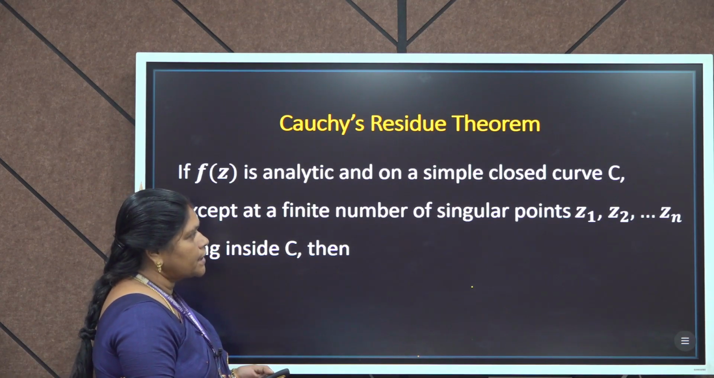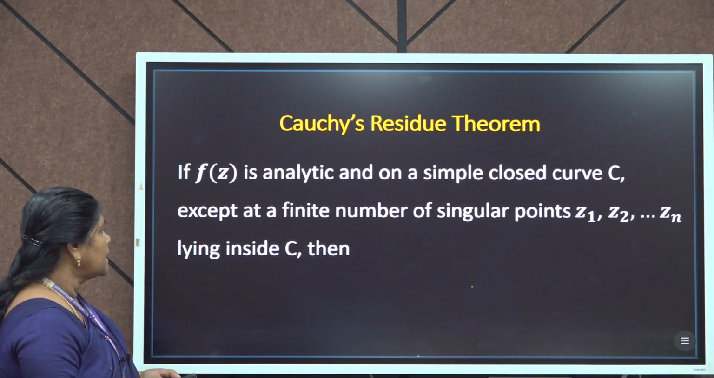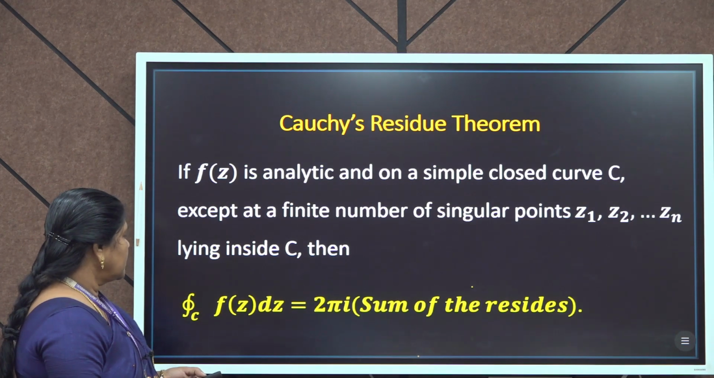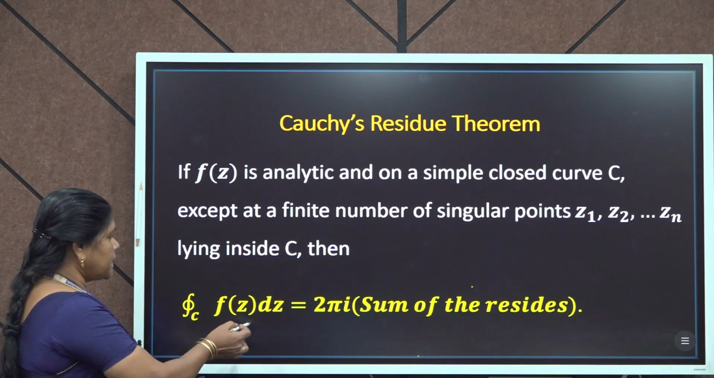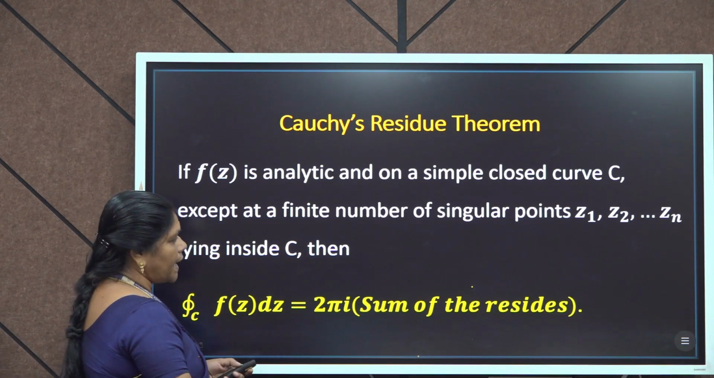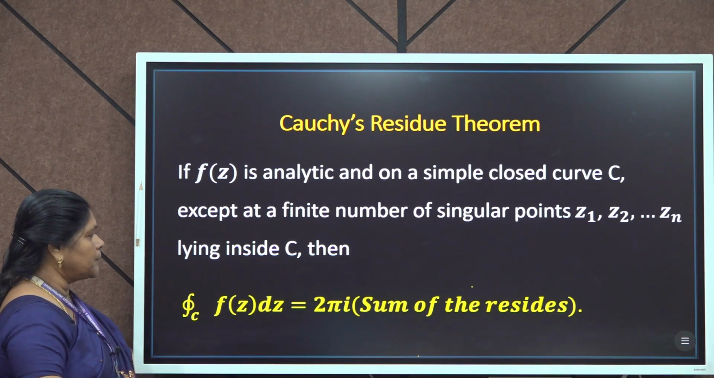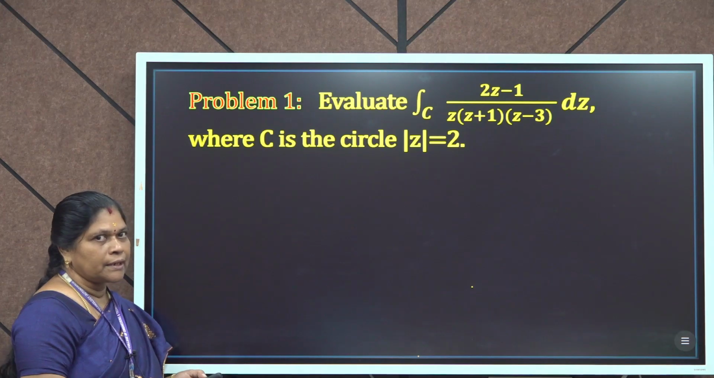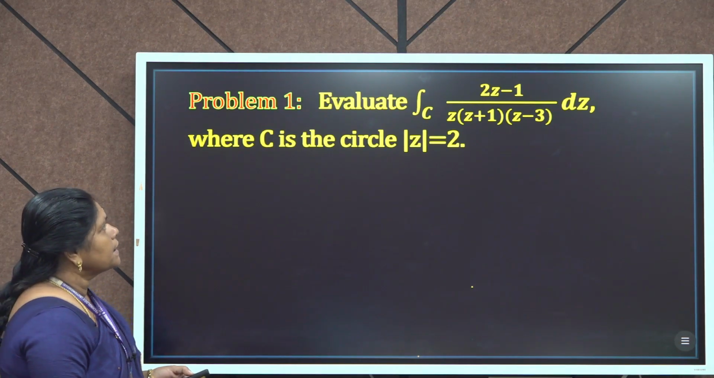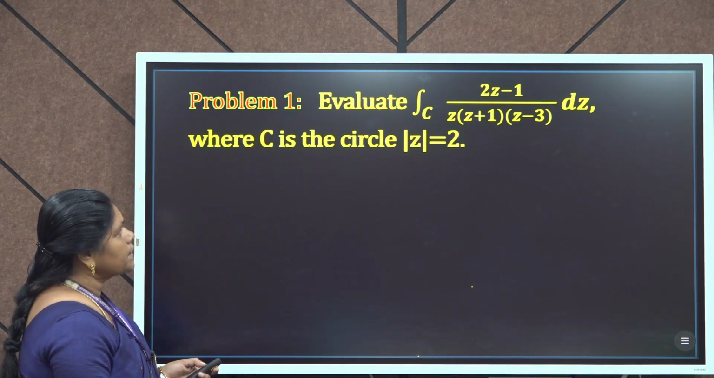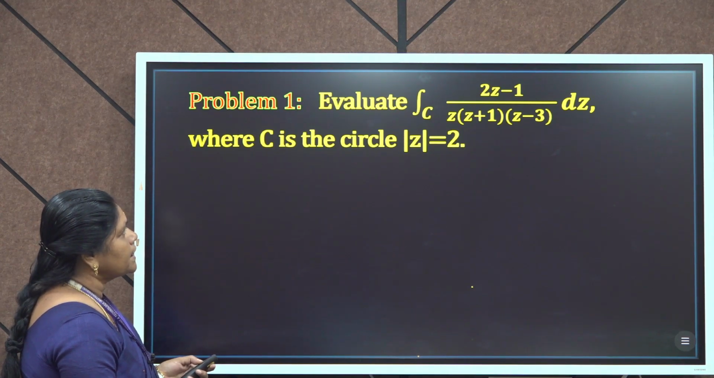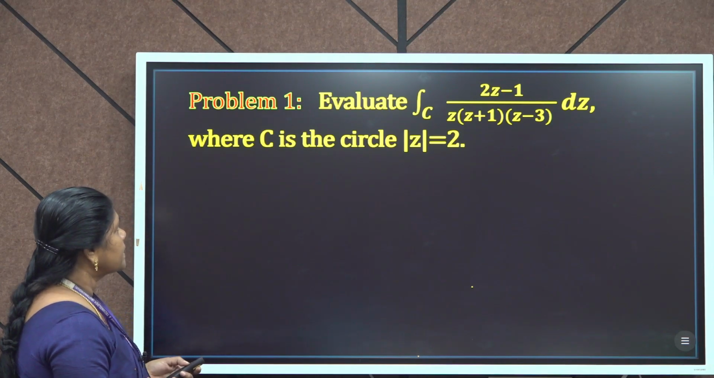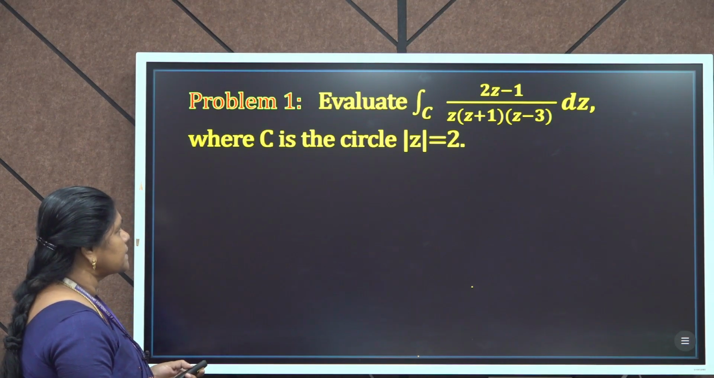singular points z1, z2, etc., zn lying inside the curve C, then the integral over C of f of z dz is equal to 2 pi i into the sum of the residues. Now let us see one problem using Cauchy's residue theorem. Evaluate the integral over C of (2z minus 1) divided by z into (z plus 1) into (z minus 3) dz, where C is the circle modulus z is equal to 2.